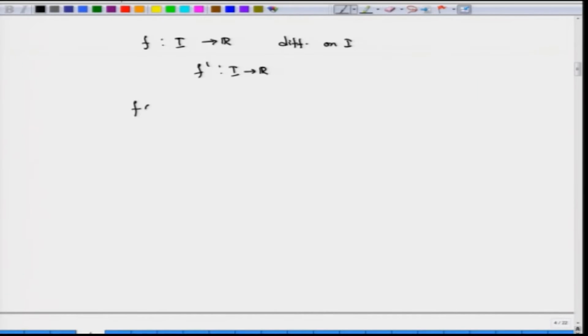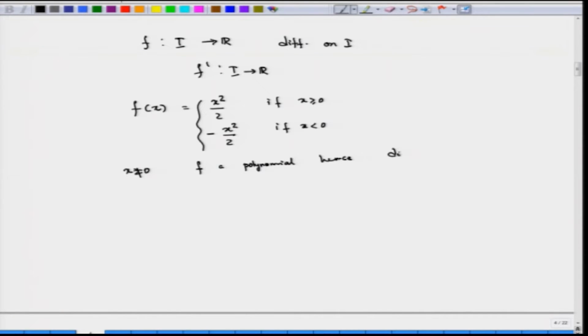So, now let us take, for example, f of x equal to x square by 2 if x is greater than or equal to 0, and minus x square by 2 if x is strictly less than 0. Now, for x not equal to 0, f is a polynomial, hence differentiable.